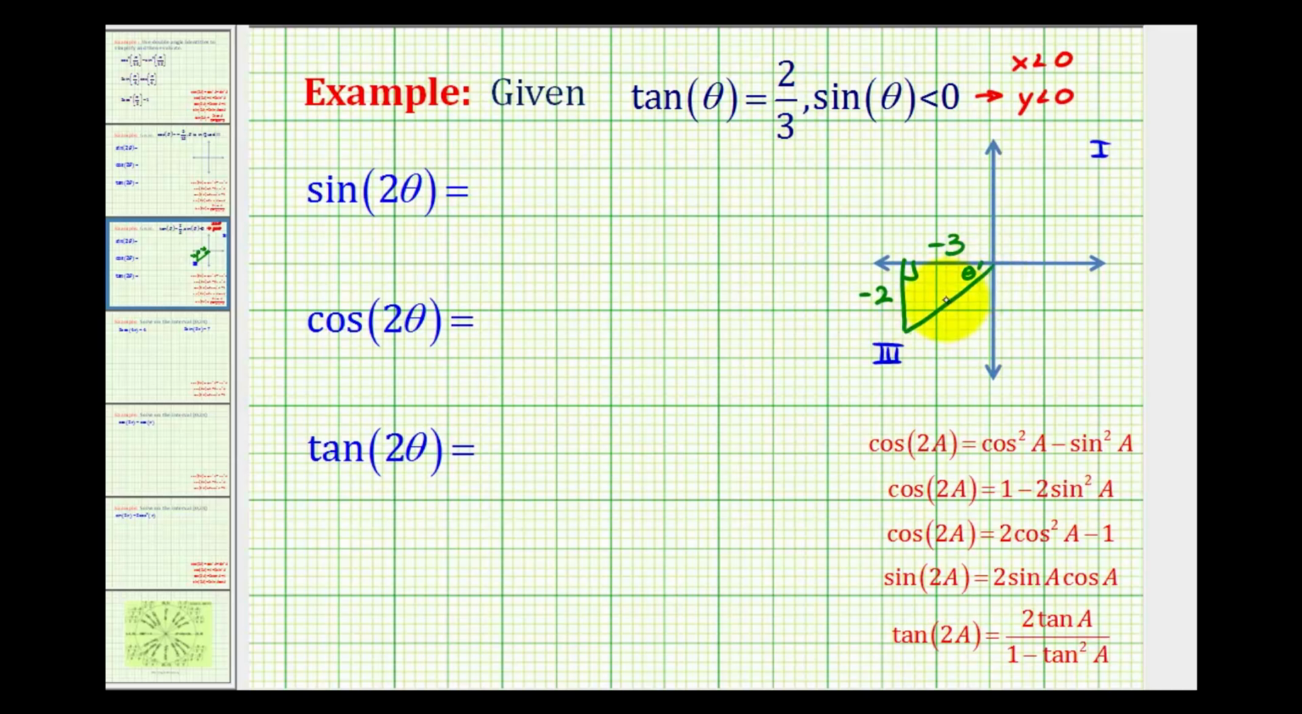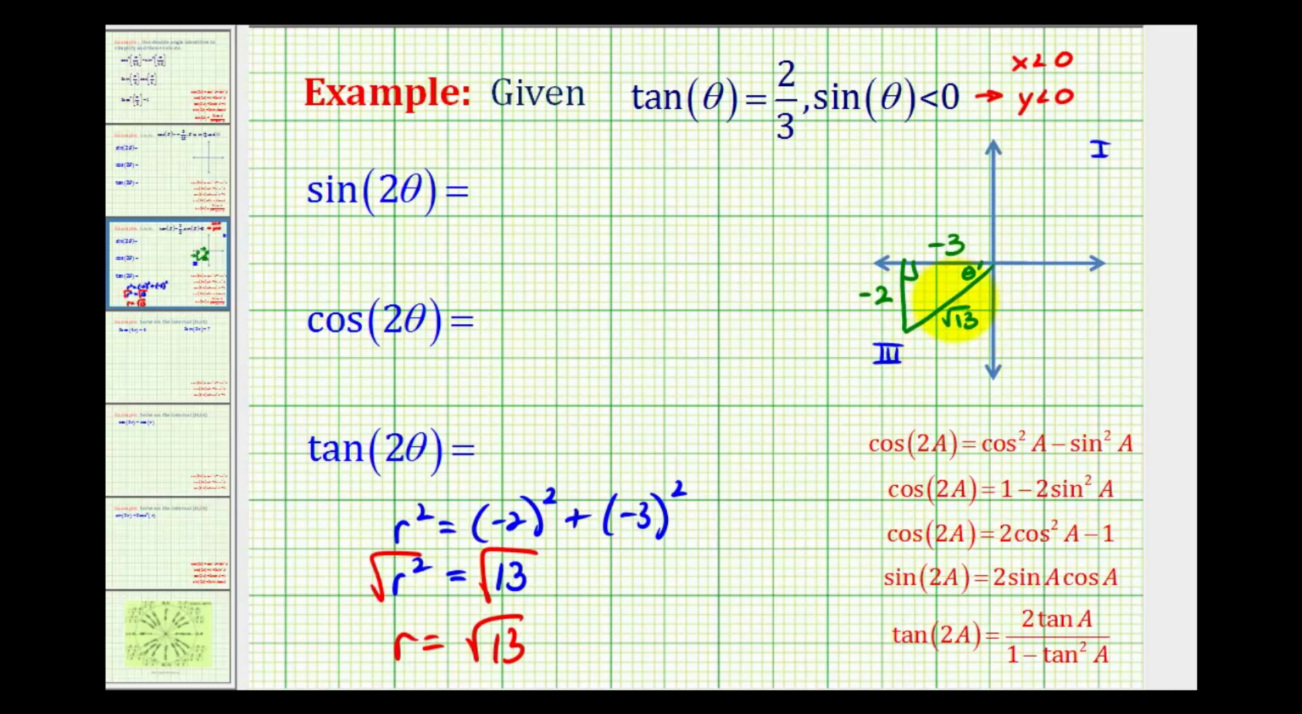Now we need to determine the length of the hypotenuse using the Pythagorean theorem. So let's go ahead and call this r. We're going to have r squared is equal to negative 2 squared plus negative 3 squared. So we have r squared equals 4 plus 9, so that's 13. Now we can take the square root of both sides. So r is equal to the square root of 13. Remember, r is always positive. So now we can replace r with square root 13.